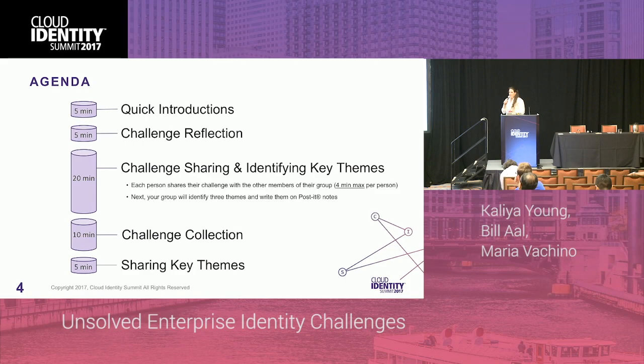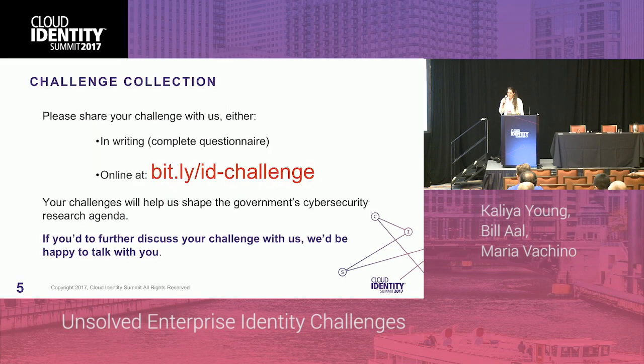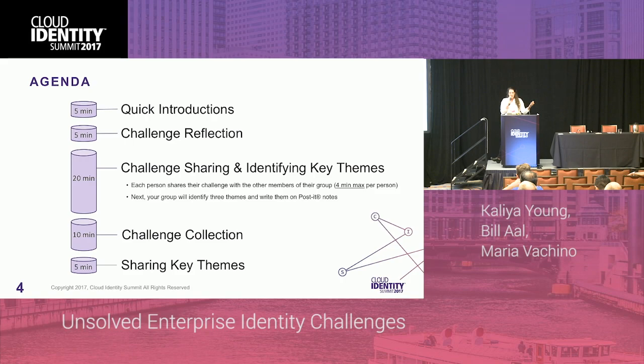So here's our agenda for our time together. The first thing we're going to do is have quick introductions and learn a little bit about who you are. Then we're going to invite you to reflect on identity management challenges that you have. You're going to get to share them with others in the room. And then we're going to ask you to share with us the challenge that you brought up and talked with others about, so we know and can help inform Anil and the research agenda. And that's what we're going to do.